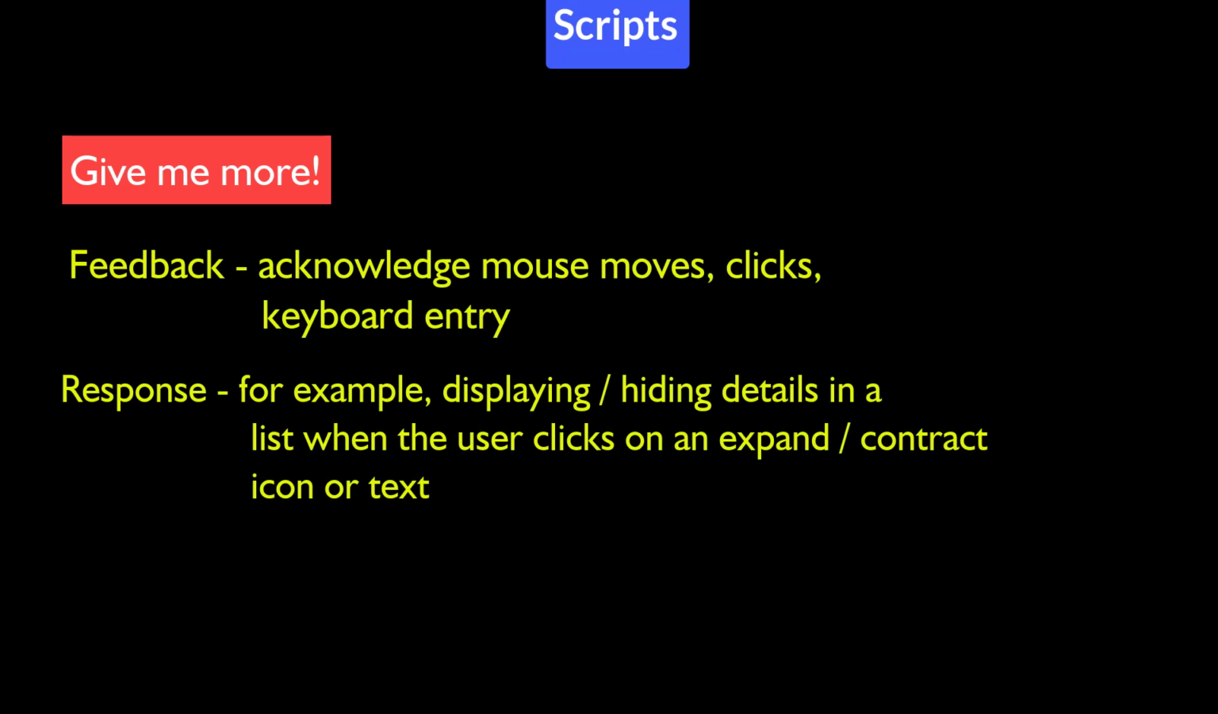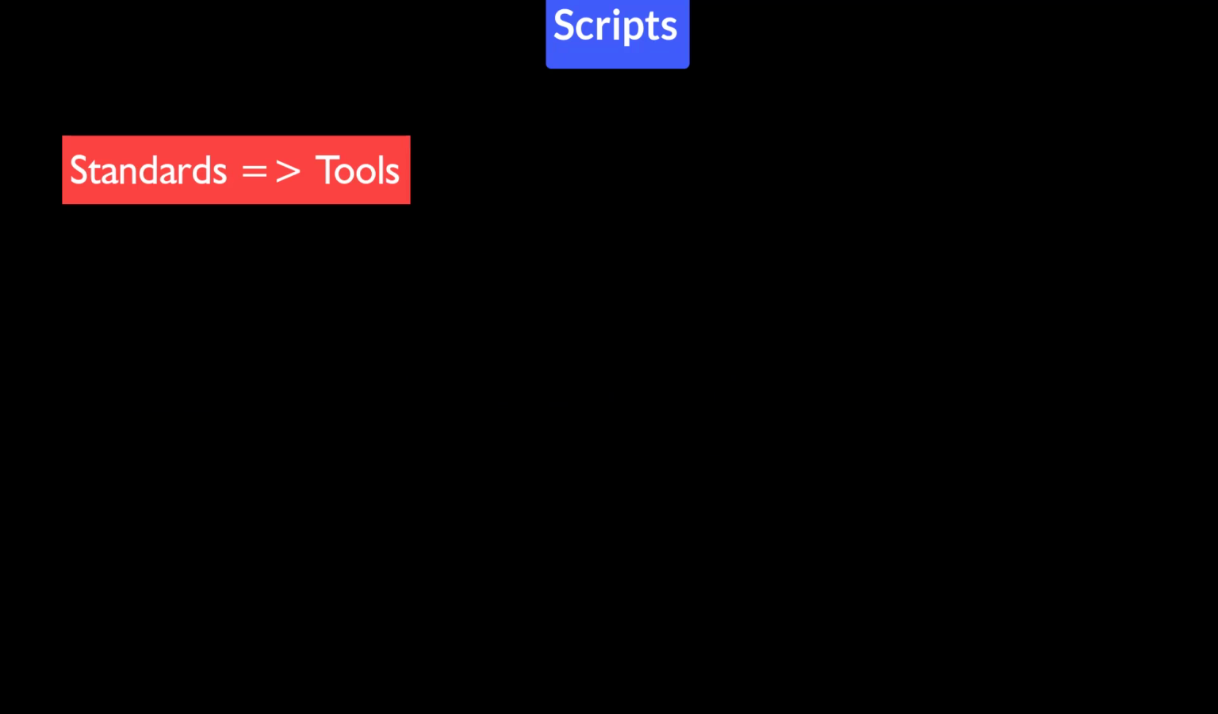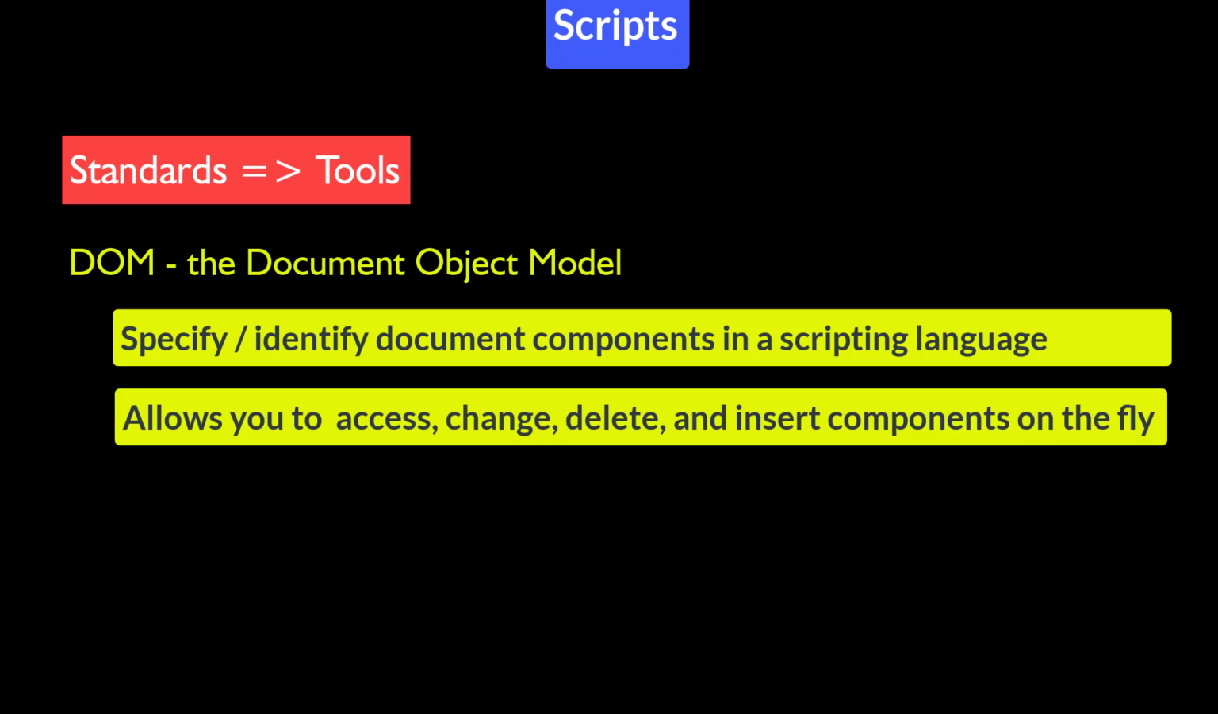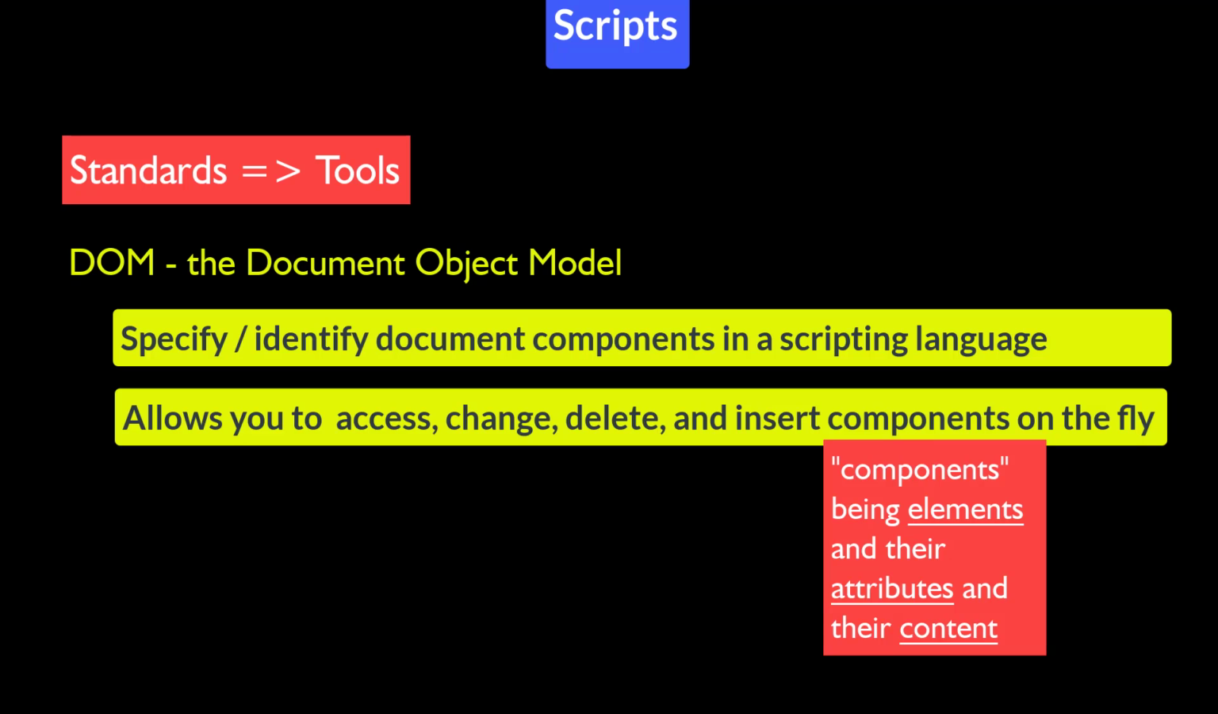What has evolved over time has been two sets of standards to provide tools to create feedback and responses. First, DOM, D-O-M, the Document Object Model. It provides a standard that lets you specify or identify document components in a scripting language. This allows you to write scripts that can access, change, delete, and insert components on the fly. And by components, we mean elements and their attributes and their content.